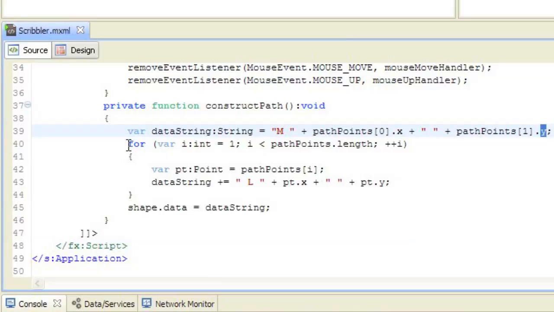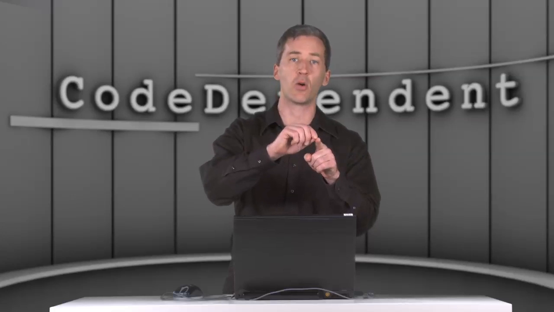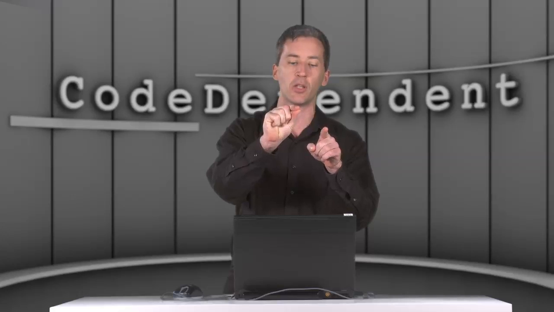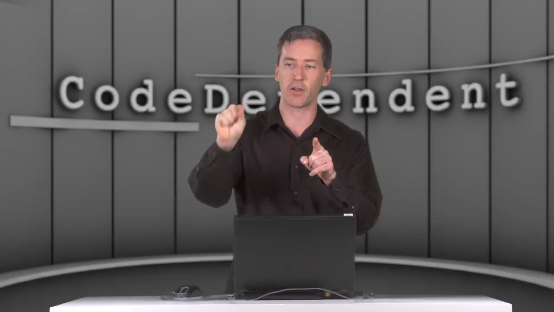And then for the rest of the information in the path points data structure, we're going to issue a line command. This is basically going to say, okay, wherever the pen is now, draw a line to the new location I'm giving you in this thing that I've just appended to the string. Right, so I'm going to draw a line there, there, there, there, there, there, there.